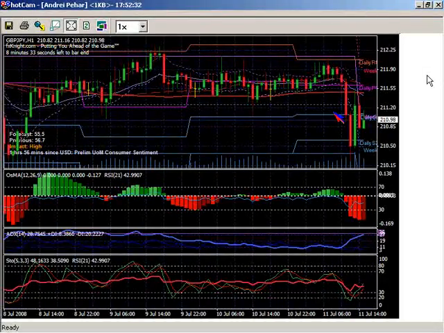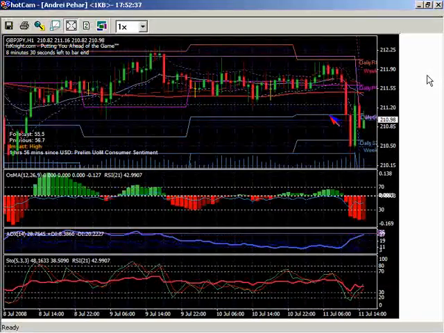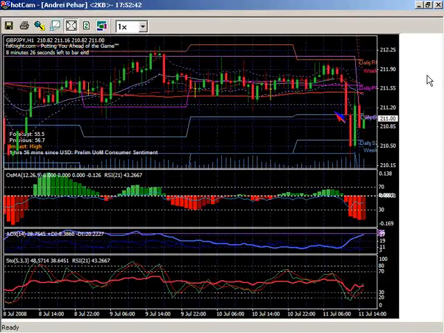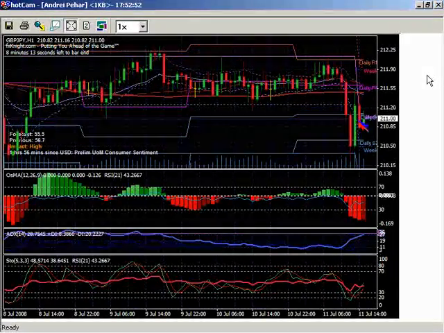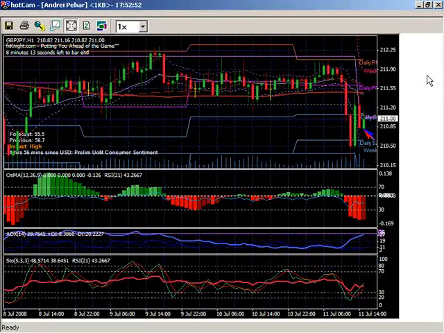As of right now, I'm just seeing some serious ranging action. I would not look to take a position on this until we either break above 211.08 and retest that level as support and keep moving up, or until we break below 210.37 and retest that level as resistance and then continue to move down. As it stands, I would just trade inside of that range for now.